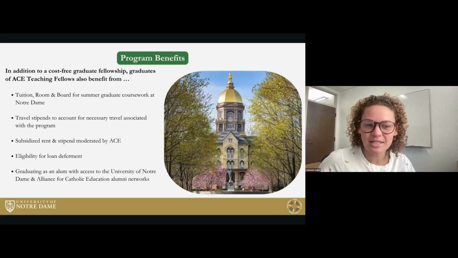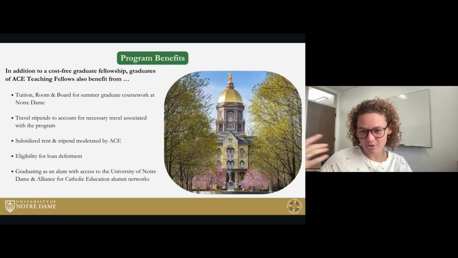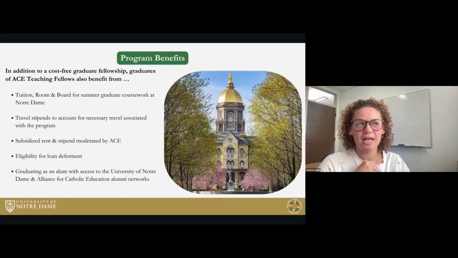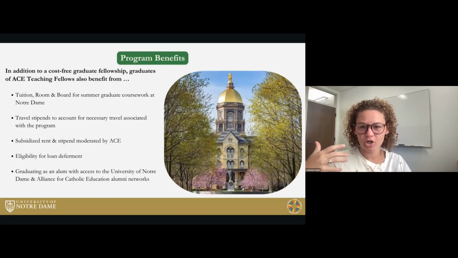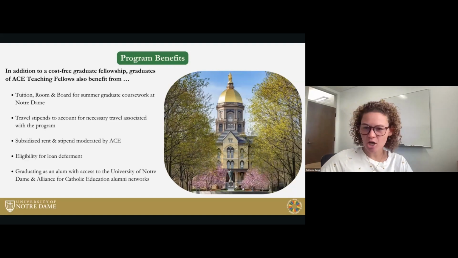You get subsidized rent and a living stipend moderated by ACE. This means that you get a certain amount of money per pay period from your school that is based on the cost of living in your community. So cost of living in California might be higher than it is in Tulsa, which might even look different than it is in Cleveland or Twin Cities.